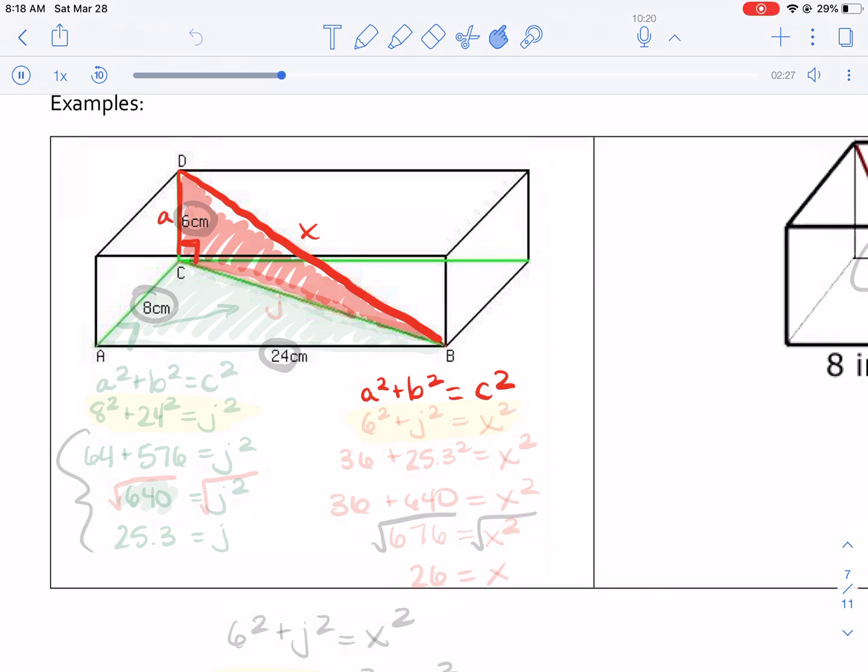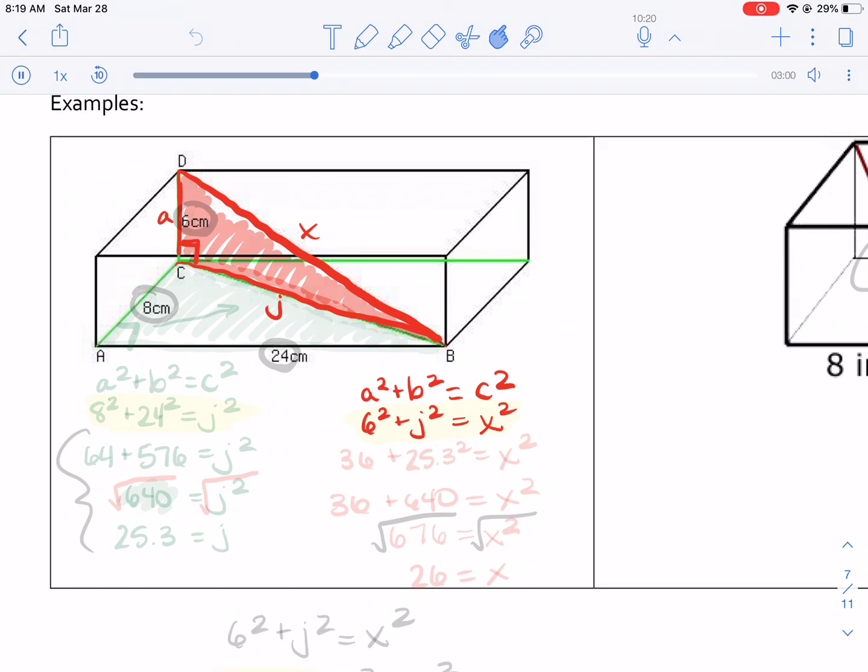I need my a and I need my b here. Okay. So my a squared is 6 squared. That's pretty easy. But this other side, I don't know what that is. There's no label next to it. And to keep from being confusing, I'm going to call this j for job. You could call it whatever letter you want and just put that there. And c squared is obviously x squared. That's the one I really want to find at the end.